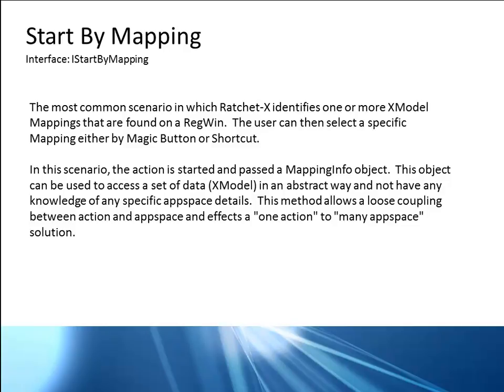In this scenario, the action is started and it's passed a mapping info object. This object can be used to access a set of data, which is the X model, in an abstract way and not have any knowledge of the specific app space details. This method allows a loose coupling between action and app space, and it affects a one action to many app space solution.